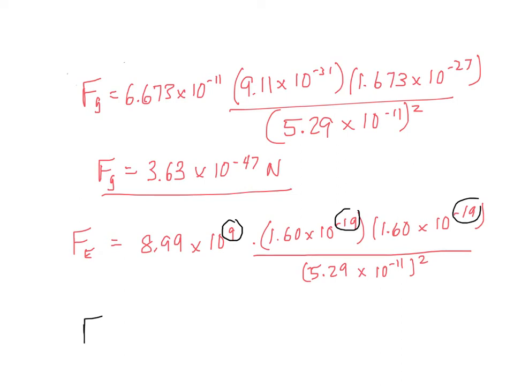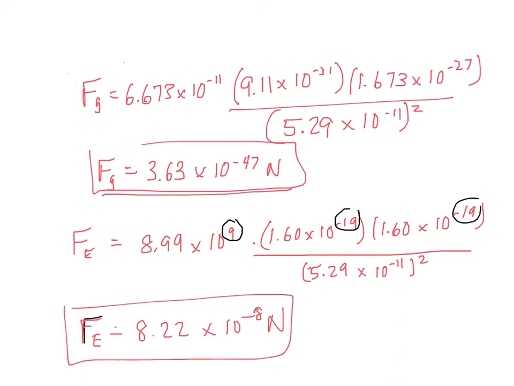Okay, so what I got on this one was 8.22 times 10 to the negative 8th newtons. So compare this to that, it's almost 10 to the 40th times, approximately. That's 10 with 40 zeros, bigger. So the electrical force of attraction is 10 to the 40th times bigger between an electron and a proton in a hydrogen atom than the gravitational force of attraction. So that really gives you a strong sense of how much stronger the electrical force is.